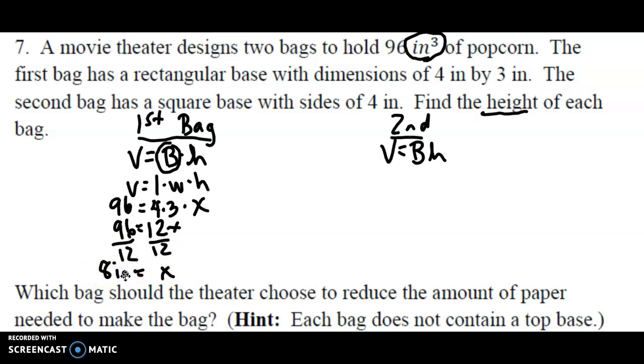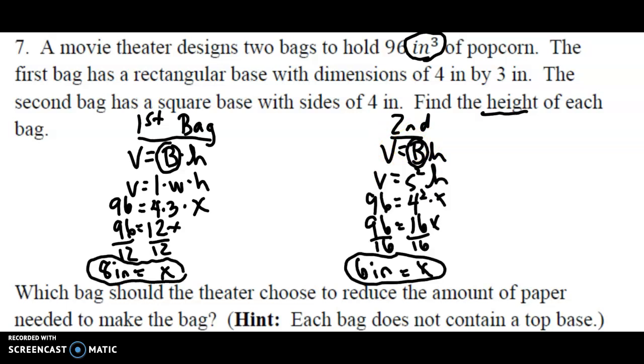Why don't you pause the video and go ahead and try the second one. This one has a square base. Plug in the square formula and let's see what you get for the height. Okay, so hopefully you plugged in s squared for the base and the sides were 4. Again, we're finding the height and the volume was the same. It was 96. And simplify, you get 16x equals 96. Divide by 16, you get 6 inches is your height.